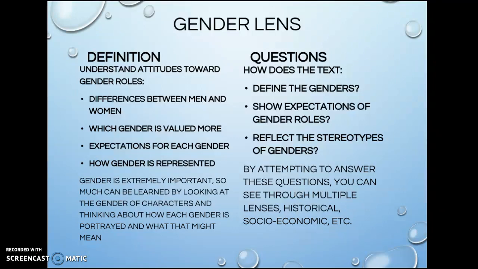And now, of course, gender identity is such a big issue in our culture and our society. This has become a very complex and multifaceted issue when we're reading texts. And then by attempting to answer these questions about genders, you can see through multiple lenses, also historical, socioeconomical, etc., because all of those can have gender roles as a consideration inside of them.